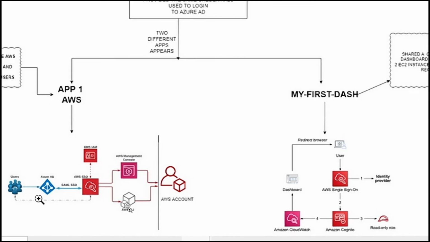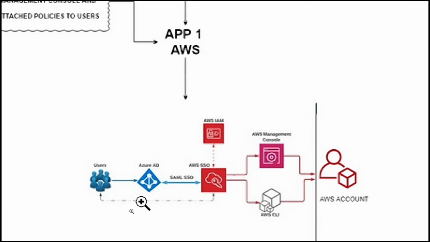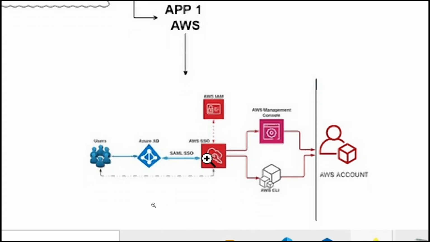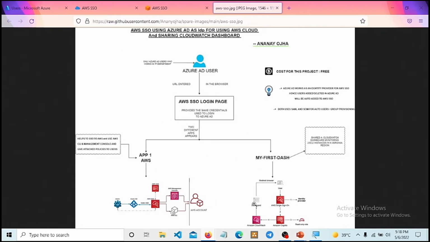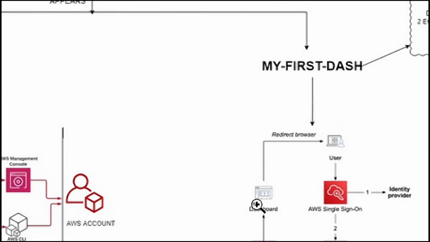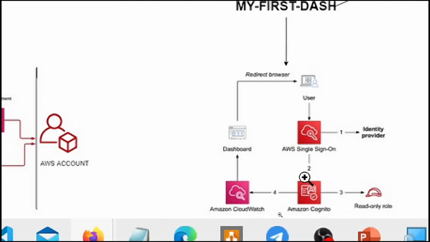As you can see, users who belong to Azure Active Directory, through SAML, which is Security Assertion Markup Language, log into AWS SSO, which has an IAM role attached, and because of that I will be able to log into my AWS account. For simplicity, I only have one single AWS account. If I am a very big enterprise with multiple AWS accounts, I can establish AWS Organizations with AWS SSO, and then give them access to multiple AWS accounts.